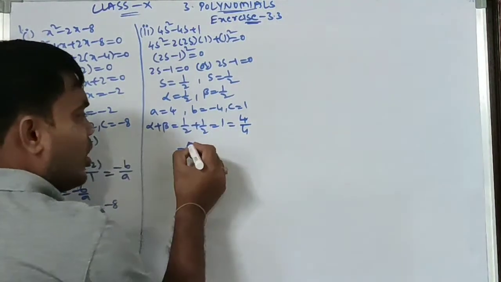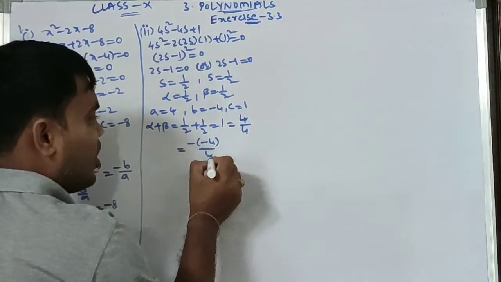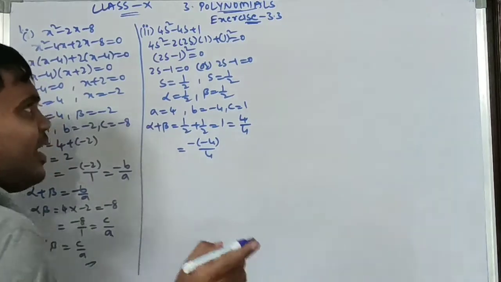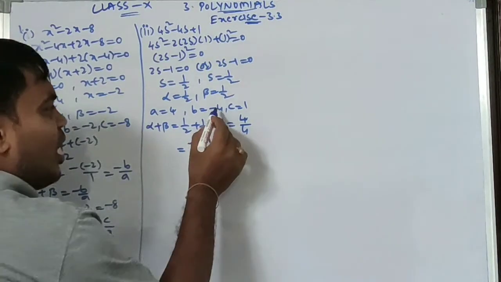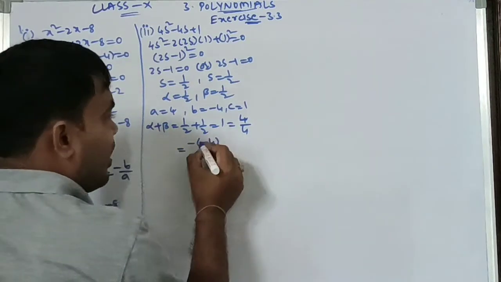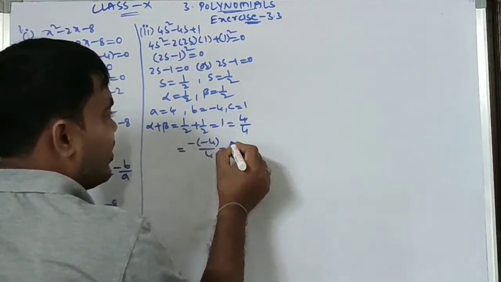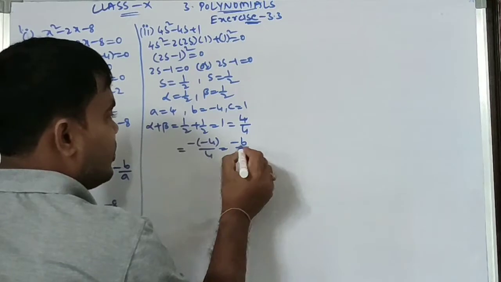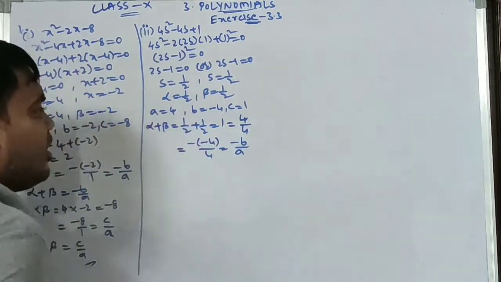4 by 4. Minus of minus 4 by 4. Why am I writing 4 by 4? I need minus b by a, so all these b and a are in terms of 4. That's why I am writing it. So minus 4 equal to b, 4 equal to a. Minus b by a.